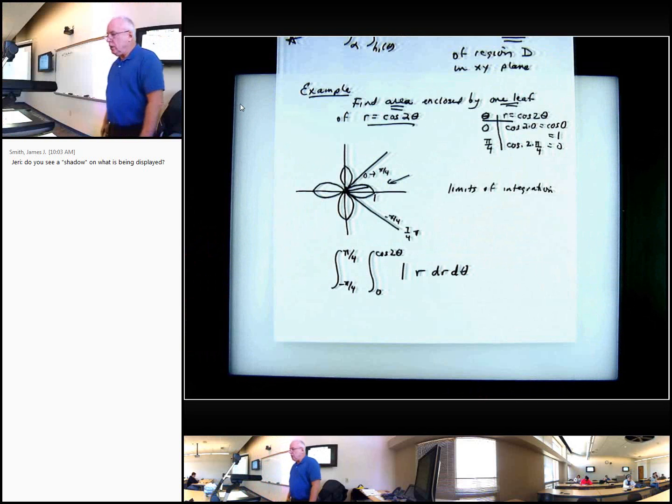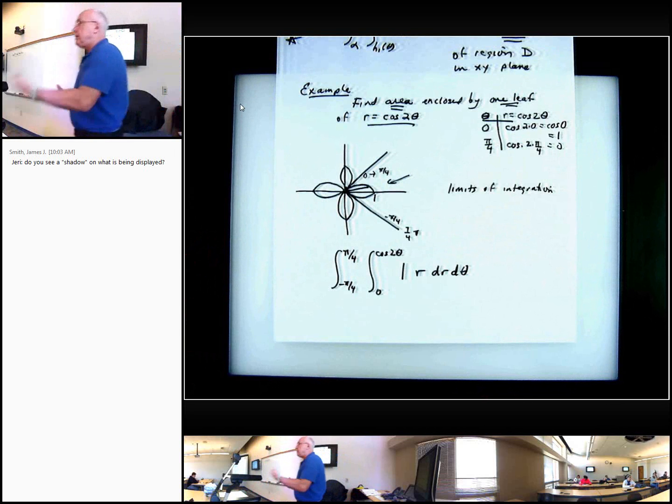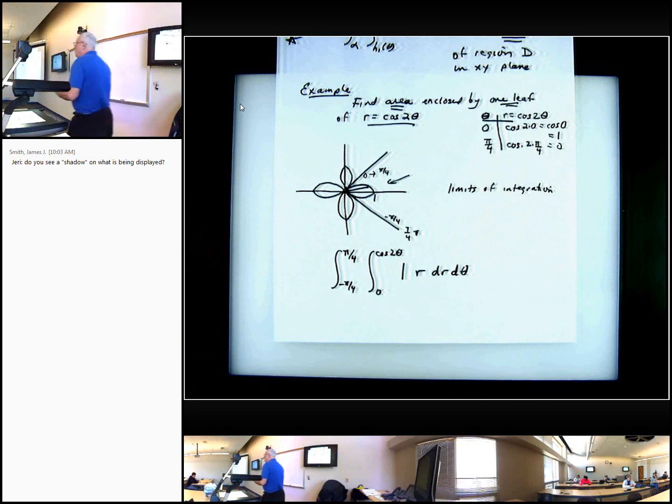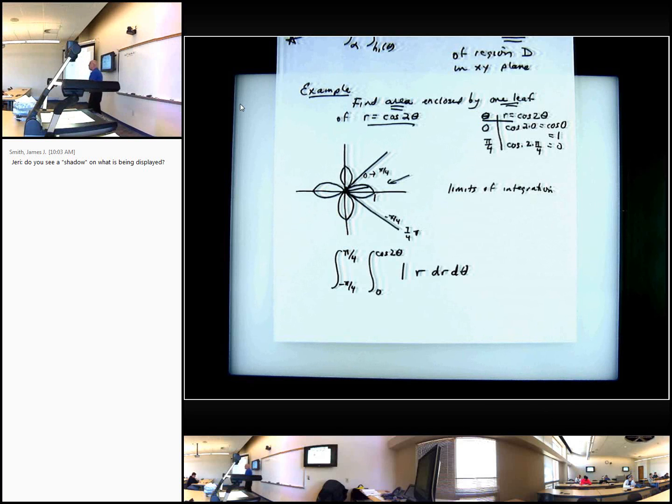So I think the hard part is we've just set it up. Yes, Stuart? Wait, how do you get 0 from the bottom? Well, where does r start? When we integrate r, where does it start? Remember, r is that line coming out from the origin. Where does it start? What value? 0. Yeah, 0, right there at the origin. That's where the r starts.